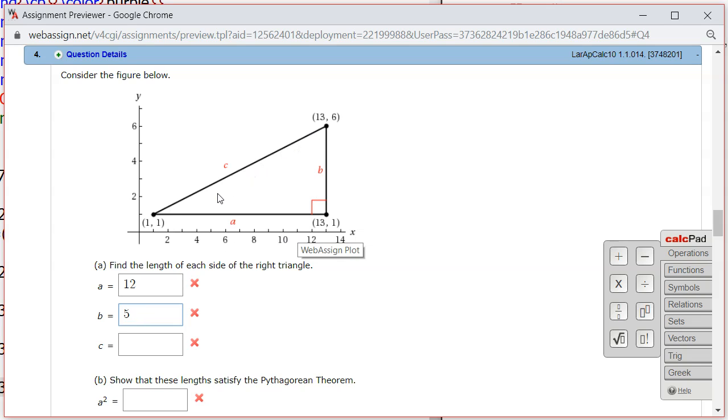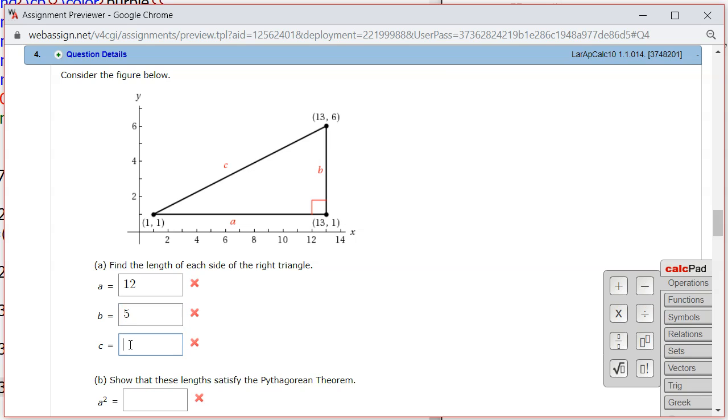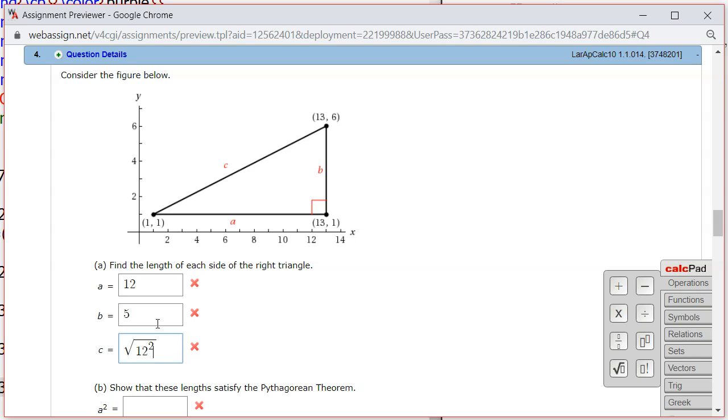Then in order to do this part, since we're verifying the Pythagorean theorem, I'm going to just go ahead and use the distance formula. So I'm going to put the square root, and then x2 minus x1, so you have 13 minus 1 squared, which is 12 squared, plus y2 is 6 and y1 is 1, so it's going to be 5 squared.